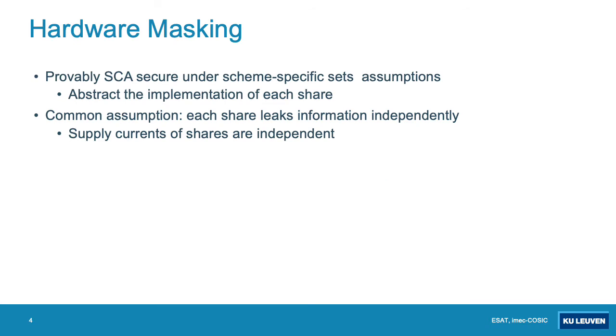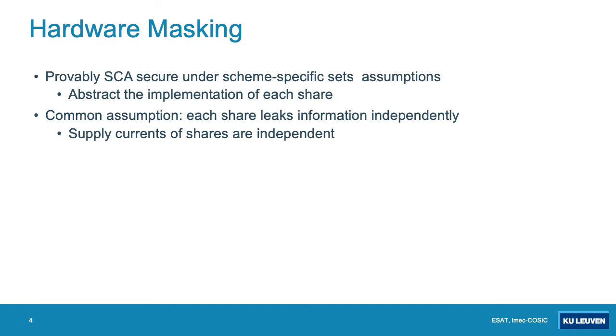One of their main advantages is that masking schemes are provably secure under certain sets of assumptions, abstracting the implementation of individual shares. On one end, this makes them suitable for both ASIC and FPGA implementations, and is one of the reasons why they are so popular.